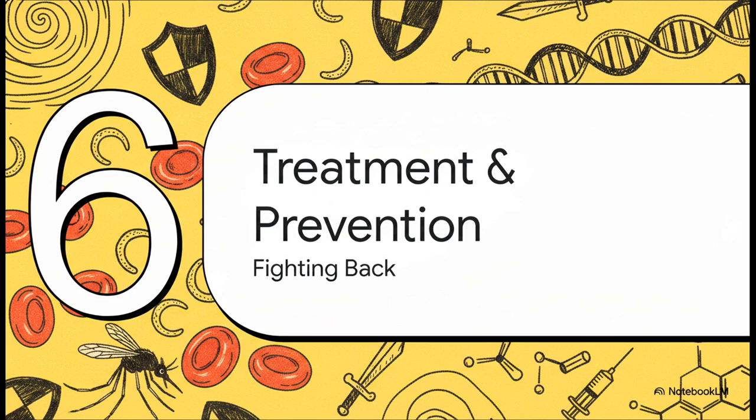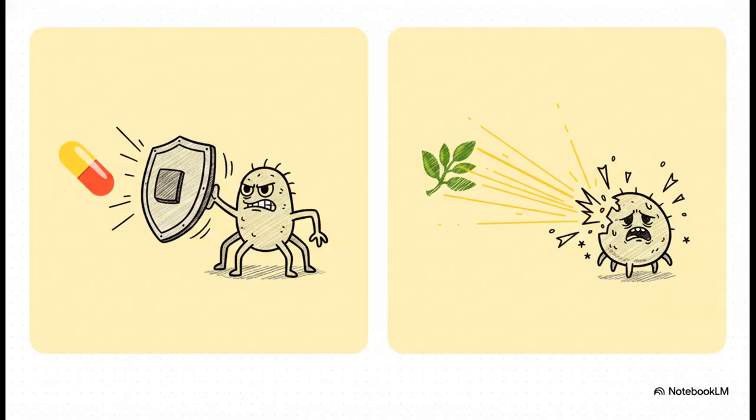Section 6. Treatment, prevention, and control. With an enemy this sophisticated, how in the world do we fight back? Humanity has basically been locked in an evolutionary arms race with Plasmodium for centuries. Historically, we relied heavily on chloroquine, which brilliantly works by increasing those toxic heme levels so high that the parasite basically poisons itself. But Plasmodium evolved, and today we face massive global drug resistance.